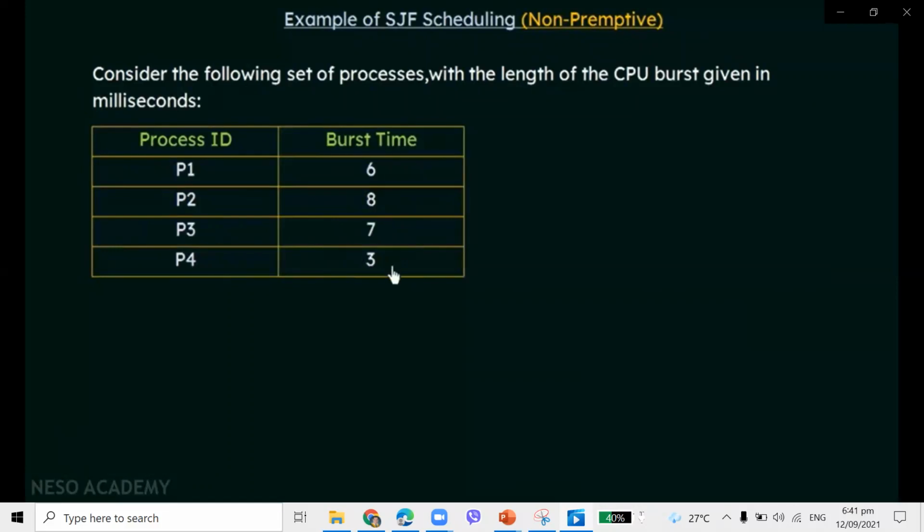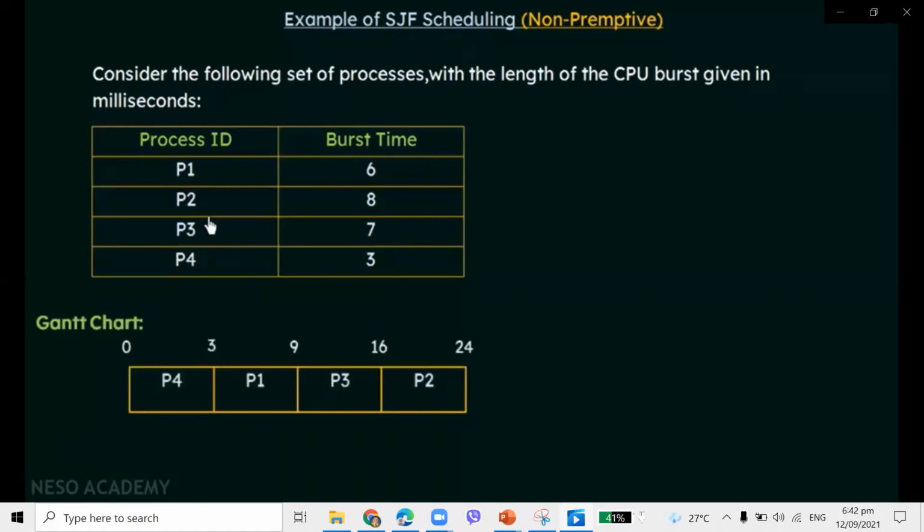So in this case, let us see how we can plot the Gantt chart for this and see what will be the average waiting times for these processes if they follow a shortest job first scheduling and if it is non-preemptive in nature. So when we say non-preemptive, we mean that when a process is using the CPU, no other processes can come and take the CPU away from it. Alright, first let us draw the Gantt chart and see how it looks like.